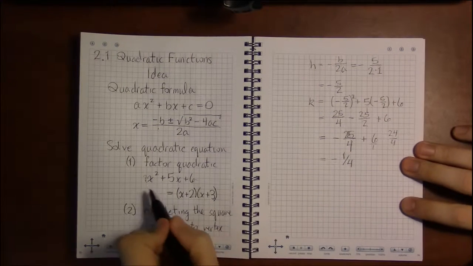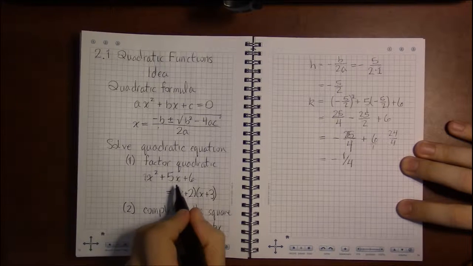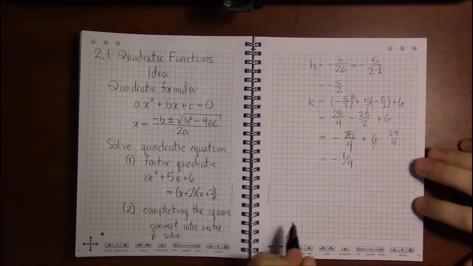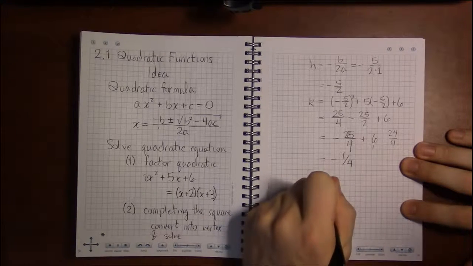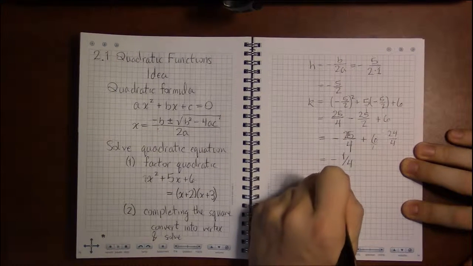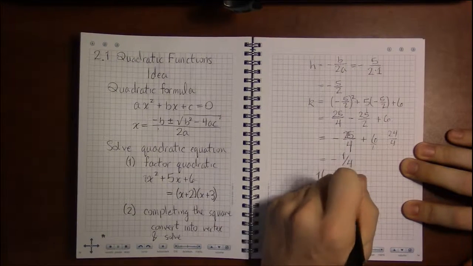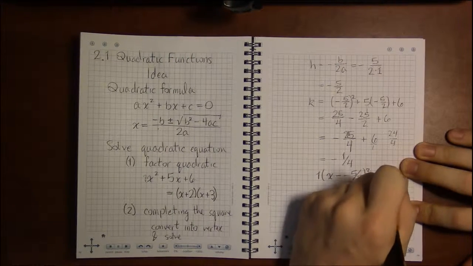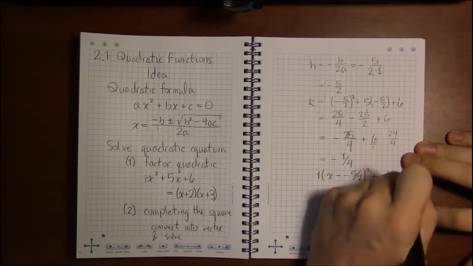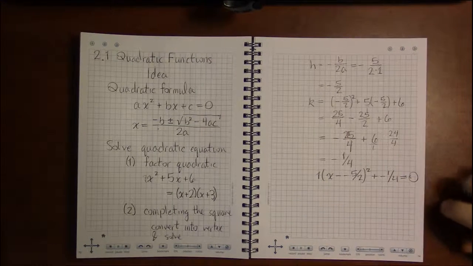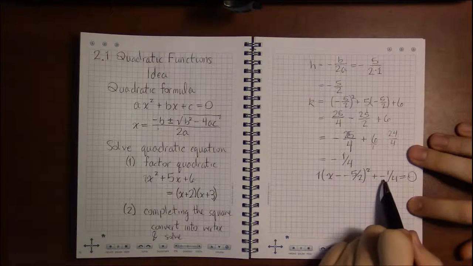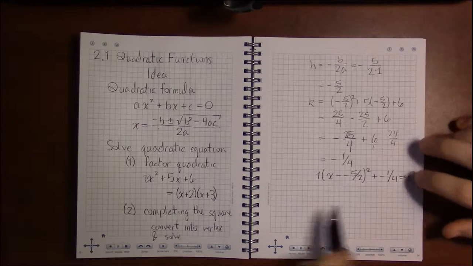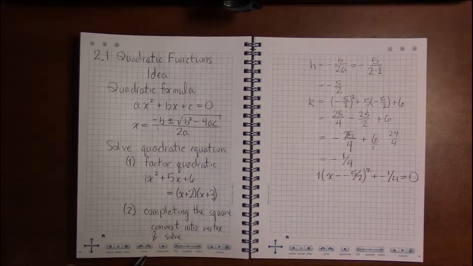So this, x squared plus 5x plus 6, I can rewrite as 1 times x minus minus 5 halves, squared, plus minus 1 fourth, and this is equal to 0. So I can move the 1 fourth over, take square roots of both sides, and then solve for x. That's the gist of completing the square.